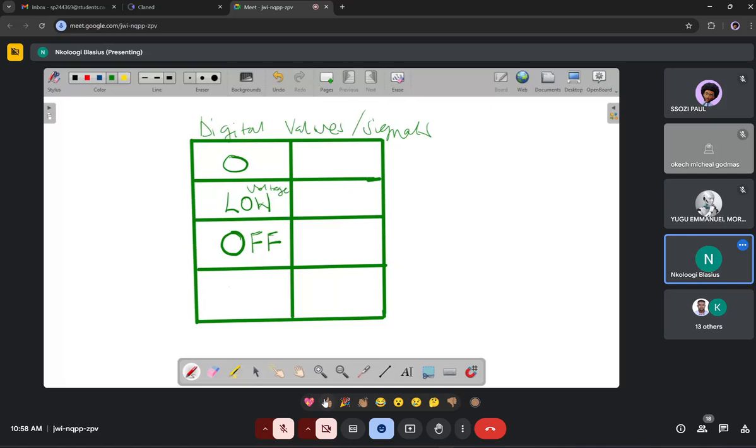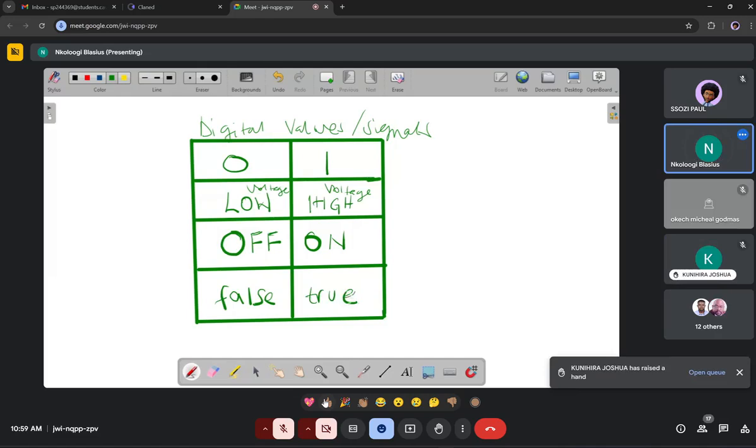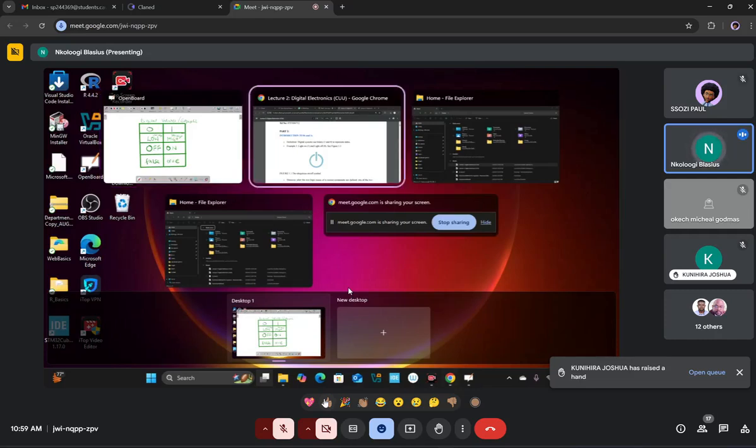If it's a Boolean, then Boolean also takes on two values, either false or true. So for a zero voltage, for a low voltage, for an off signal, the Boolean is always false. Then the other side, if the logic is 1, then the voltage we say is high, and the state is on, the Boolean is true. So you're going to find a lot of these used interchangeably, but depending on the situation.